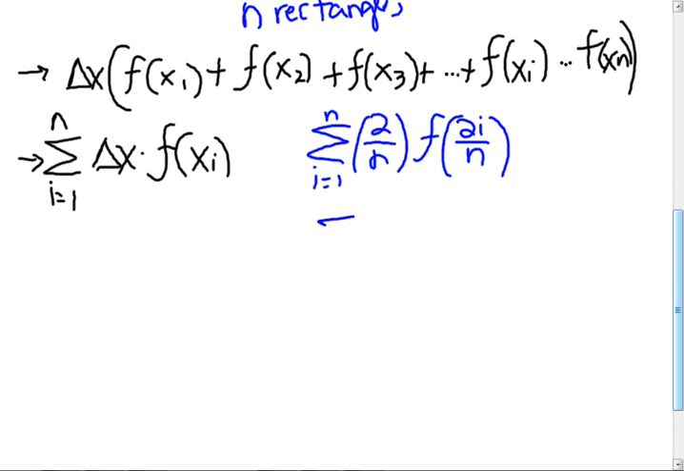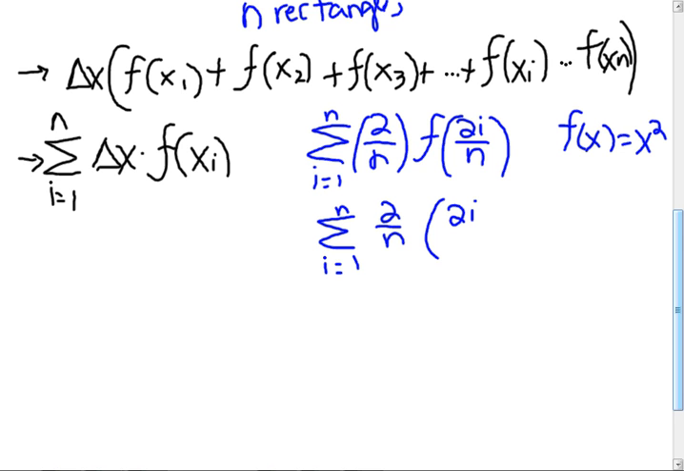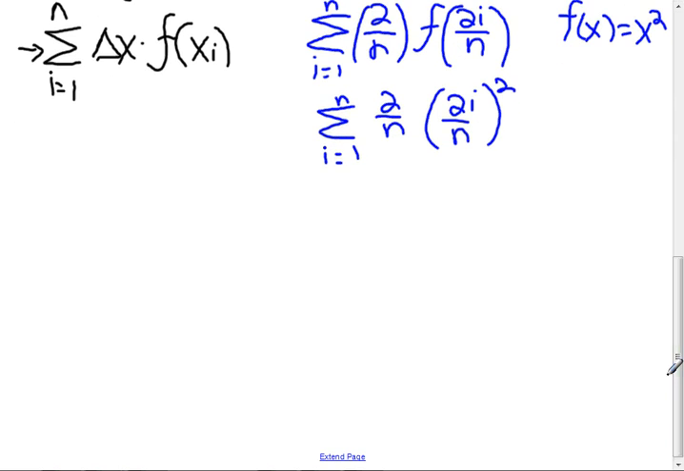So it's the summation i equals 1 to n, and it's 2 over n. And remember, f of x was equal to x squared, right? So I'm just going to square that. So it's 2i over n, squared. That does not look like an f of x. Doesn't look like there's any x's in it.